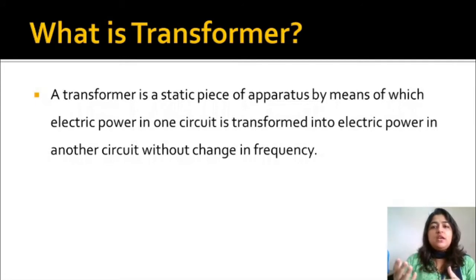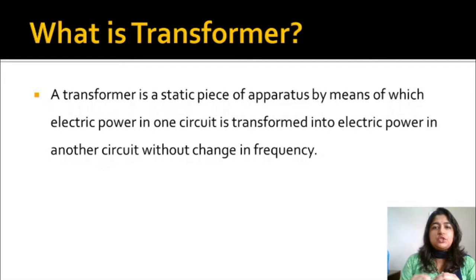Now, when we say machine, it always comes to our mind it has rotating parts. But this is a machine with no rotating part, and that is why it is called a static piece of apparatus. We use it to transform electric power from one circuit to another circuit, and when it does so it does it without change in frequency. I repeat, a transformer is a static piece of apparatus by means of which electric power in one circuit is transformed to electric power in another circuit without change in frequency. The frequency doesn't change in the other circuit. I hope this is clear to you.